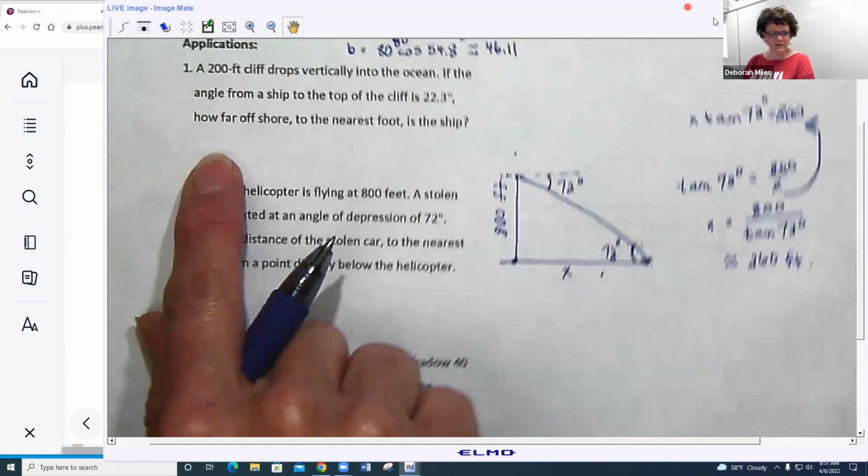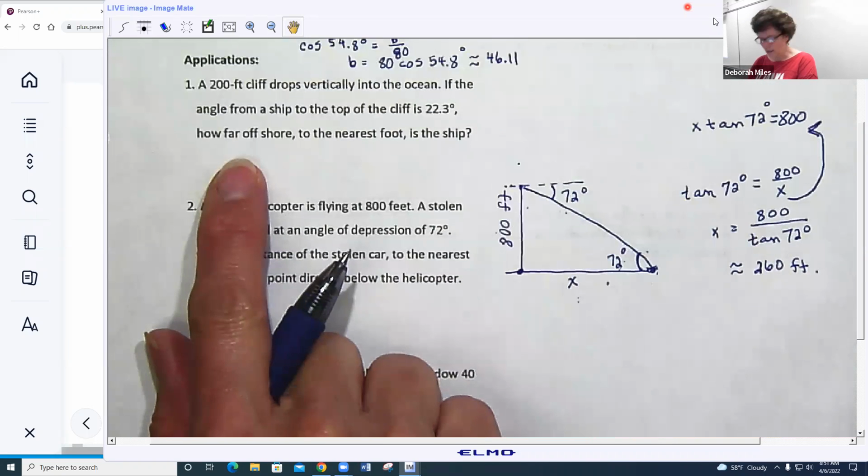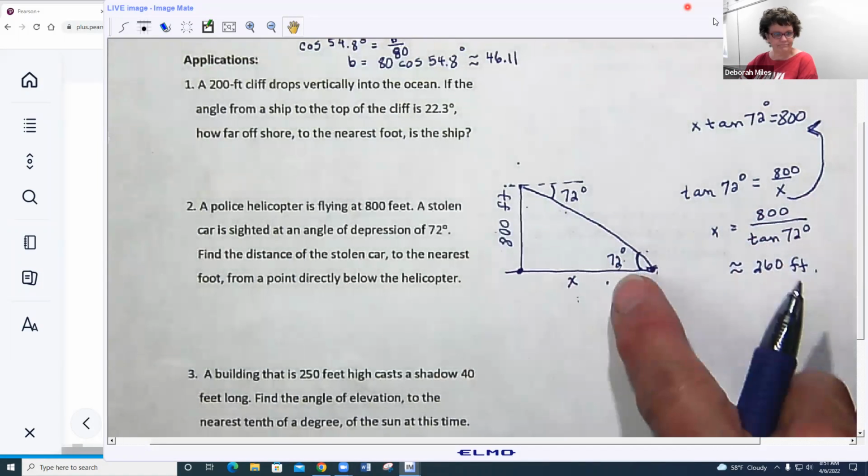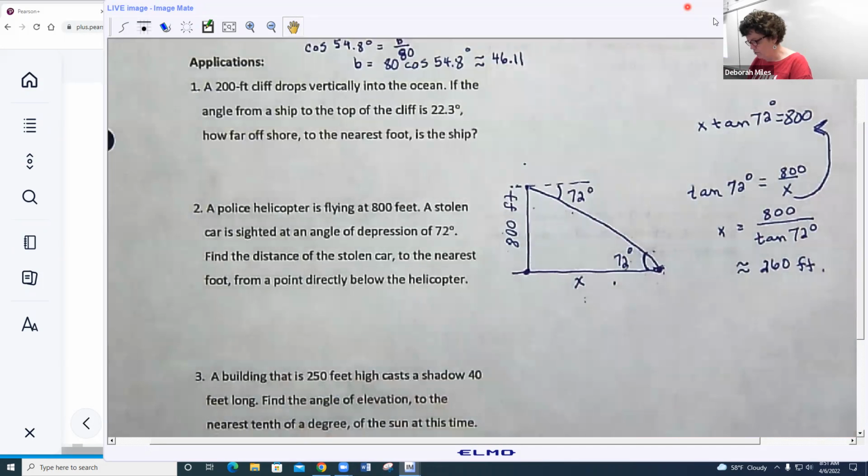Number 1 was just like that. It was a 200-foot cliff. So instead of 800, that's 200. And the angle is 22.3. That's why I don't want to do 2 at the same time.